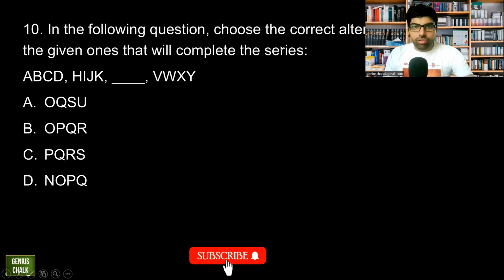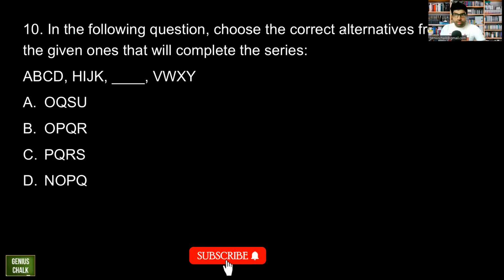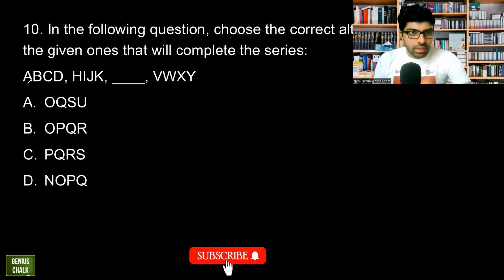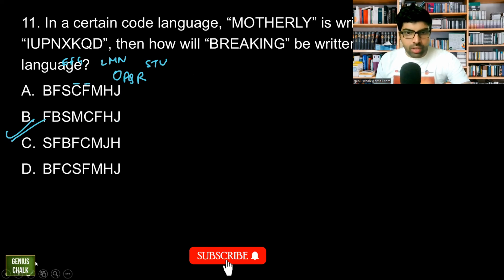In the following question, choose the correct alternative from the given ones that will complete the series. All right. So again check A, B, C, D. Now what is left? E, F, G. Three letters left. Then H, I, J, K. Then three letters L, M, N. Then O, P, Q, R. Then S, T, U. Then V, W, X, Y. So O, P, Q, R is my correct answer. That is option B. Next one.